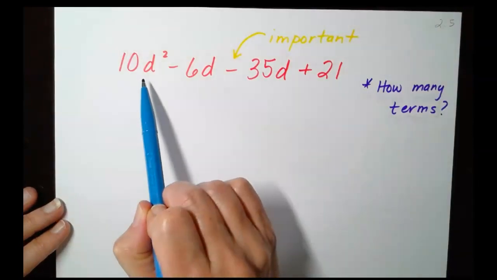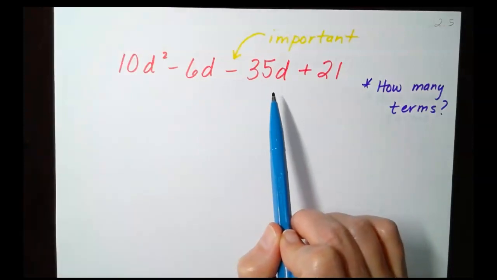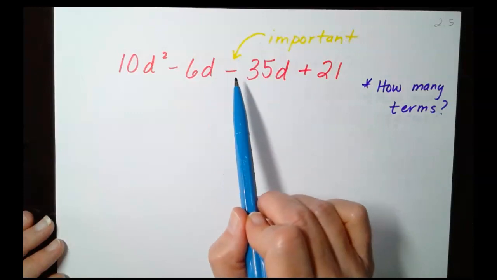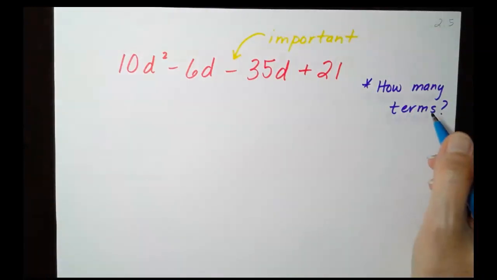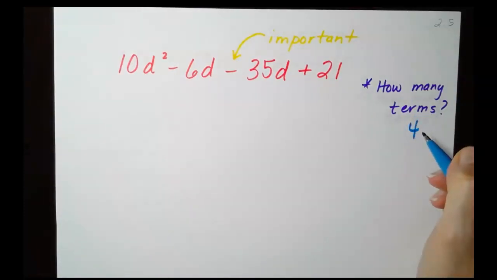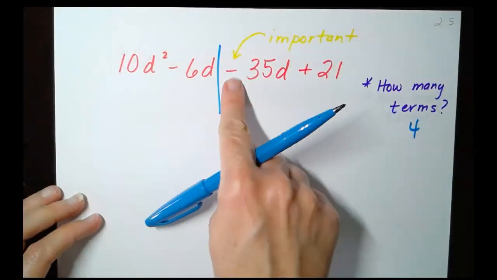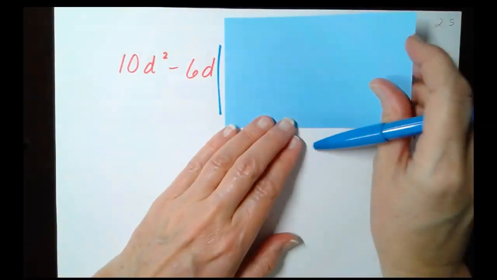So this time, 10d squared minus 6d minus 35d plus 21. And I'm noting here that this minus sign is important. But first of all, how many terms? 4 terms. If there are 4 or more terms, you're going to split it down the middle. Remember to keep that sign with the number. Look at the first 2 terms.